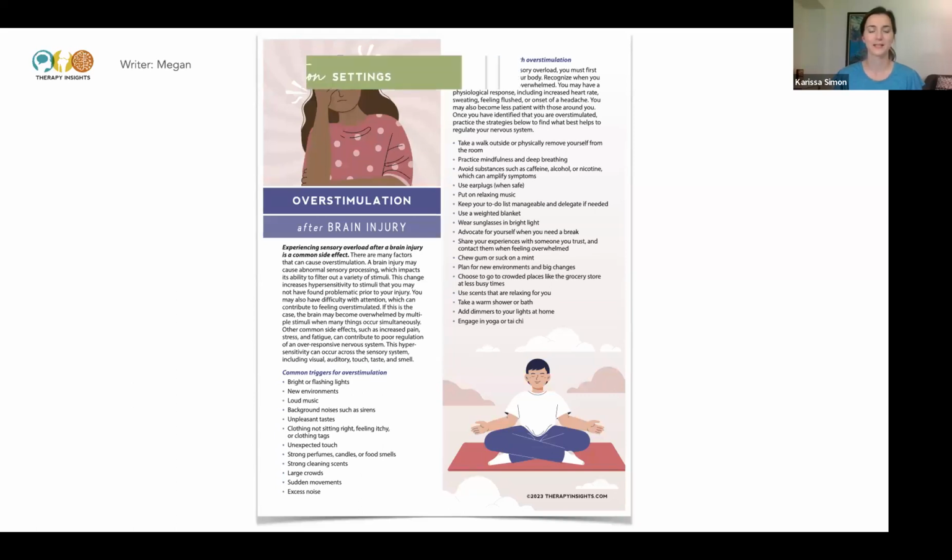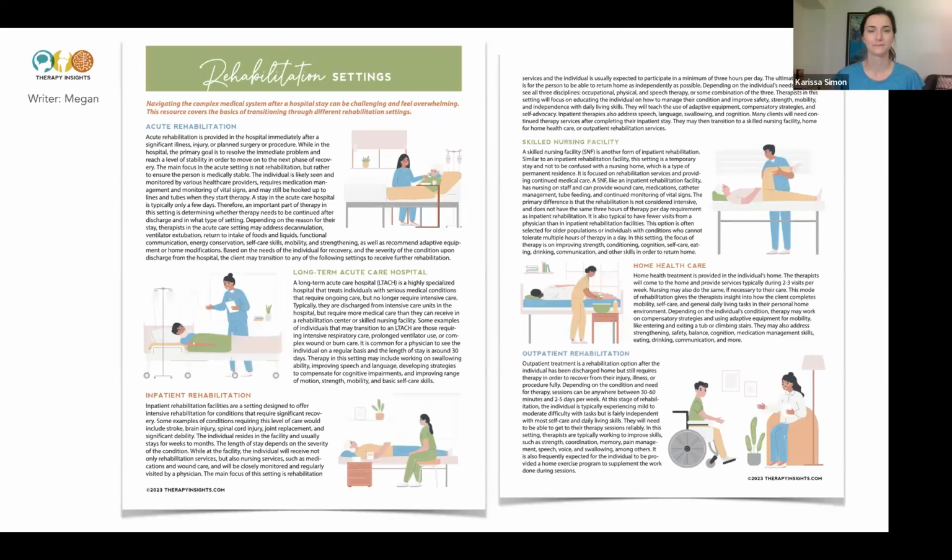We're going to go to our next one, which is another handout. It is 2 pages for those listening. It has a lot of different pictures on it, and it's called Rehabilitation Settings and lists each one. And Megan, can you tell us a little more about this one?